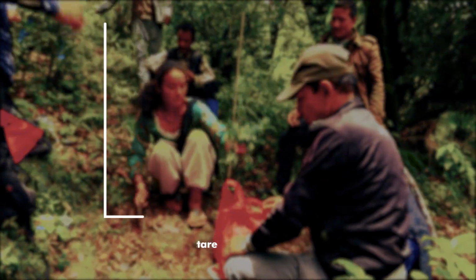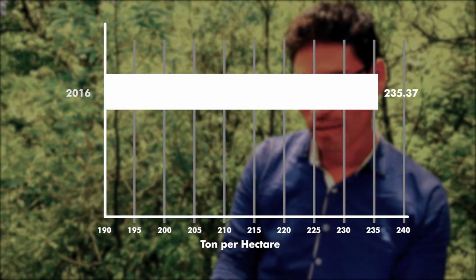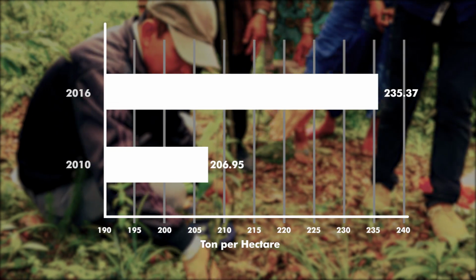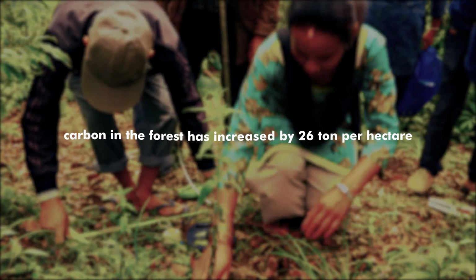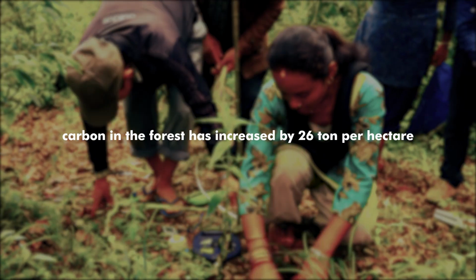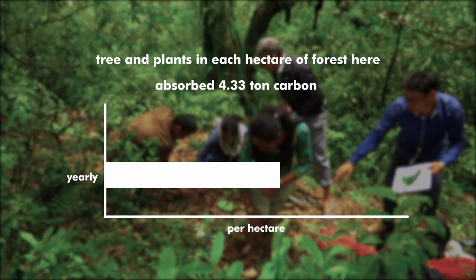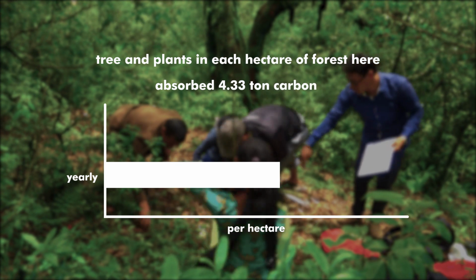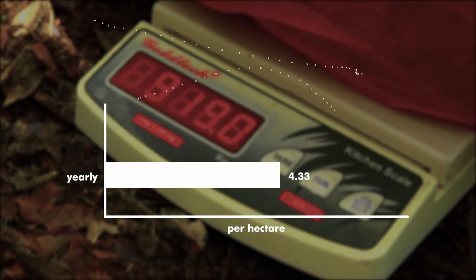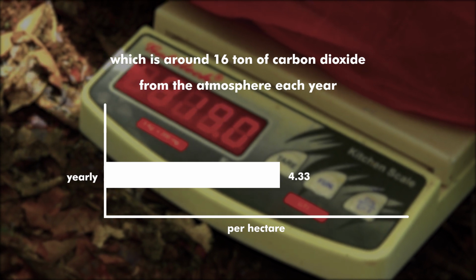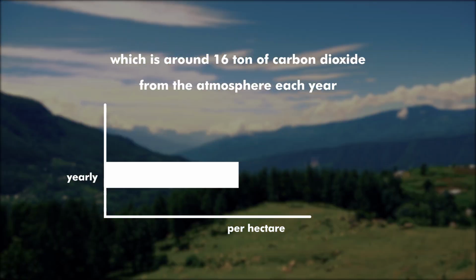When carbon stock was measured in 2016, it was found that compared to 2010, carbon in their forest has increased by 26 tons per hectare. Trees and plants in each hectare of forest here absorb 4.33 tons of carbon, which is around 16 tons of carbon dioxide from the atmosphere each year.